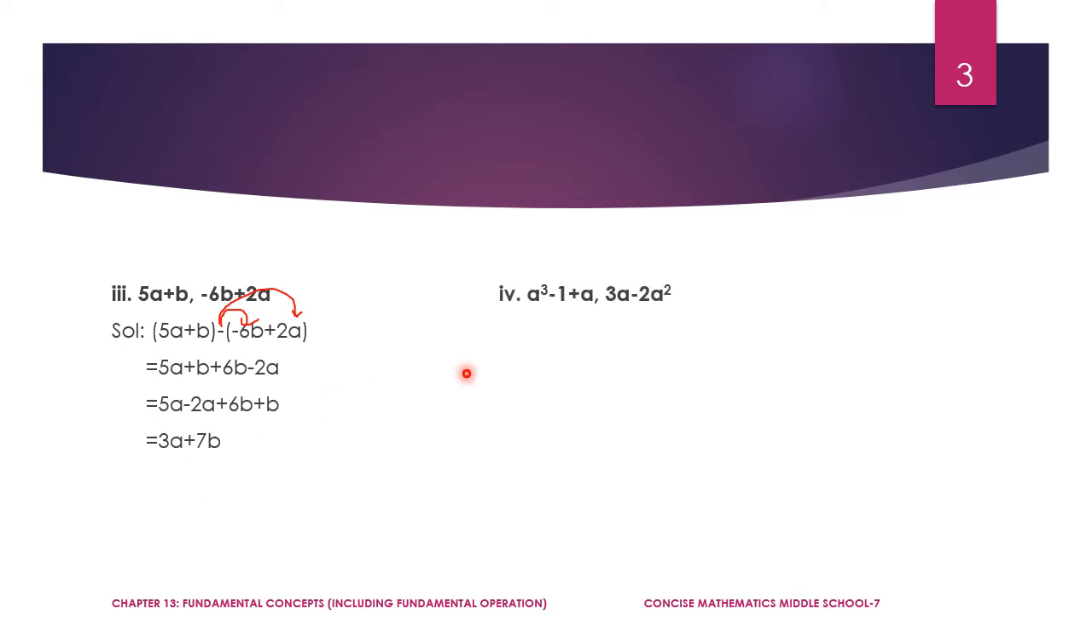Fourth question. Here also they have given two algebraic expressions. So we have to remove the second one from the first expression. So a to the power of 3 minus 1 plus a, and put the second expression in a bracket, and we have to multiply with minus.